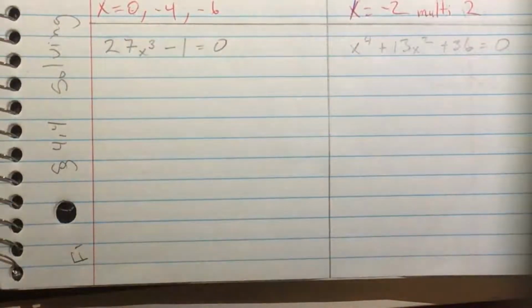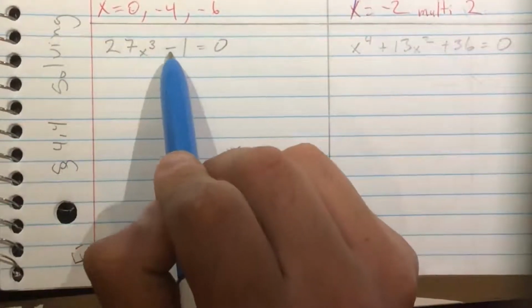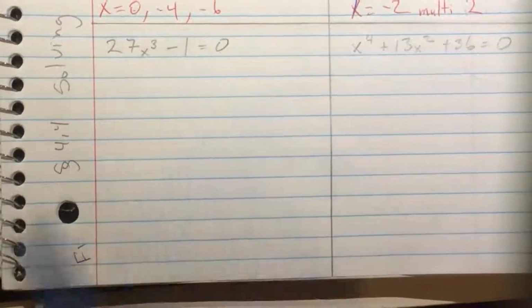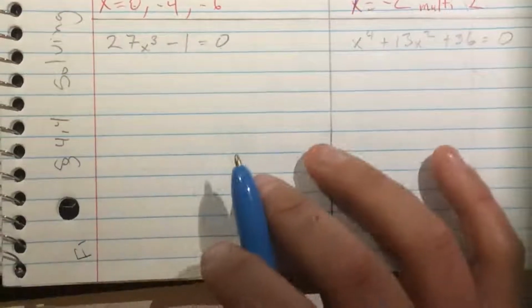This is part 5 of Foldable number 1. And for this one, we have 27x cubed minus 1 equals 0. This is something that I know you guys did last year. It's called the difference of cubes. And I'm going to write down what it looks like down here.